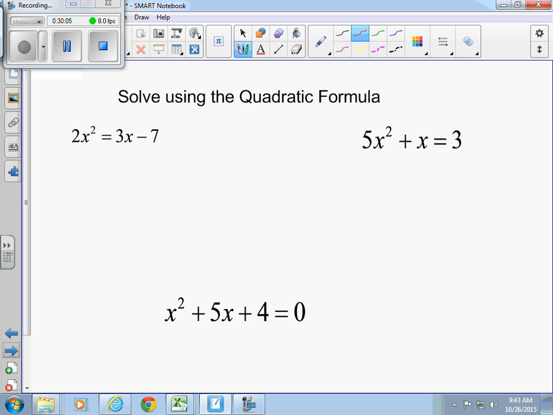Okay, now I have some more problems to practice solving using the quadratic formula. So I want you to try. Do it first. Okay, the first one, get 0 on one side, right?